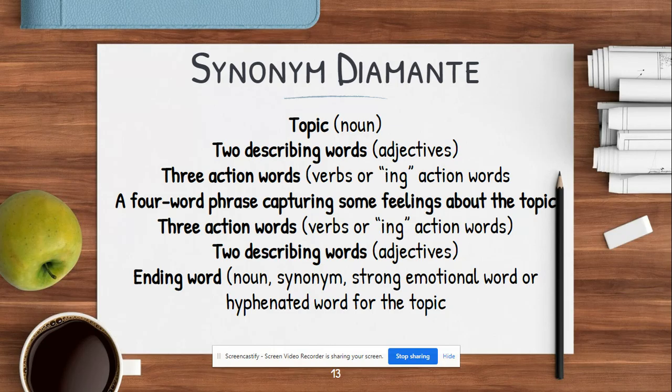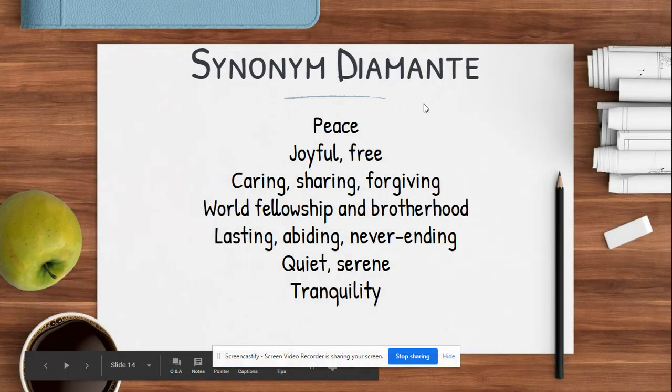Then you have 3 action words, so 3 more verbs. Then 2 describing words, and then your ending word. It needs to be a noun. It's a synonym, a strong emotional word. The first topic noun and the ending word noun are the same concept. Let me just show you an example. Peace and tranquility mean the same thing. They're two different words, but they mean the same thing.